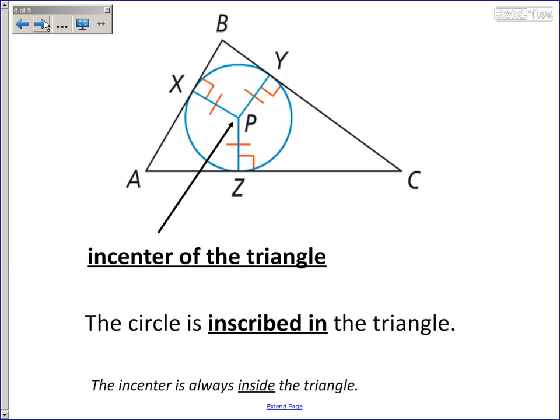Also, because it's the same distance away from all three sides, you could inscribe a circle inside the triangle. Meaning if you had a circle with the incenter as the center, and the radius is the distance between the incenter and a side, then that circle would perfectly touch all three sides of the triangle.